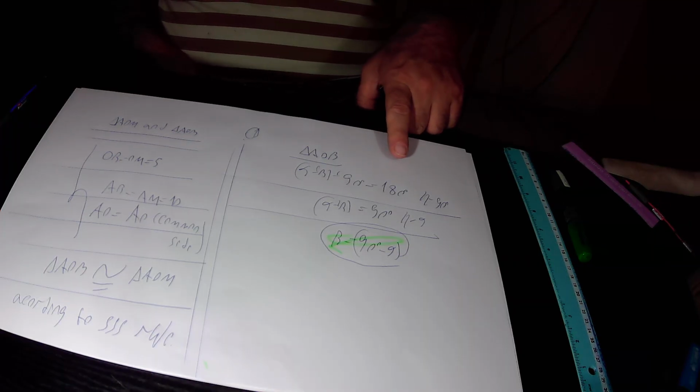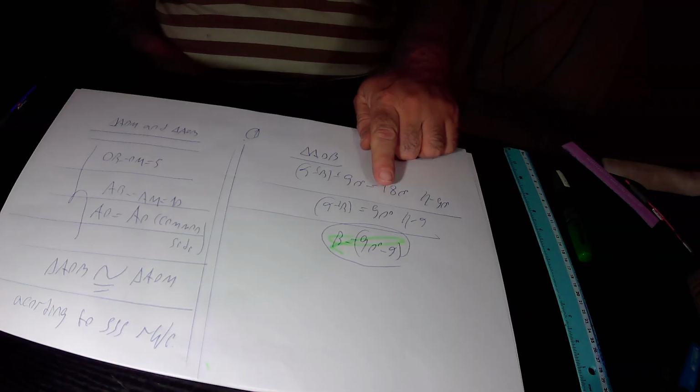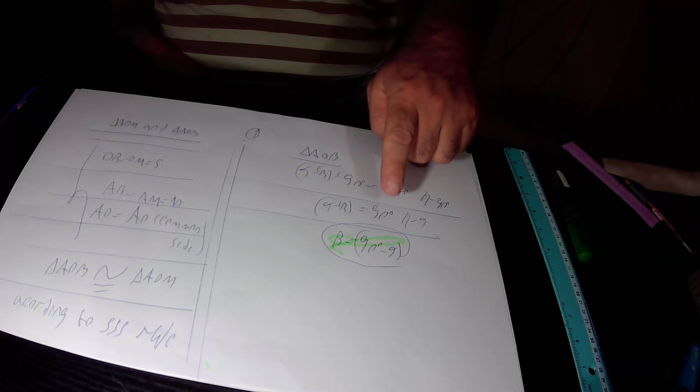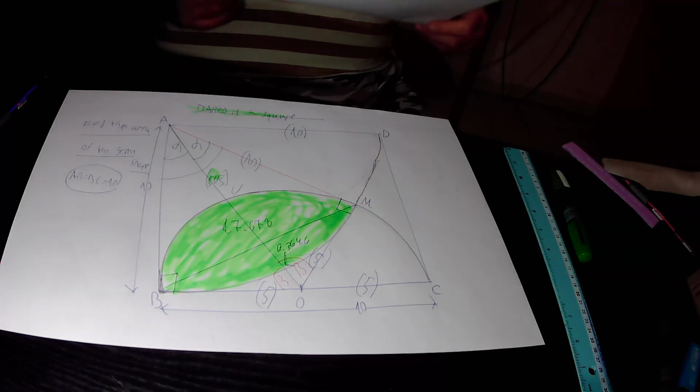Here we subtract 90 degrees from this equation, and we find that alpha plus beta equals 180 degrees minus 90 degrees, which is 90 degrees. Alpha plus beta equals 90 degrees. Here we subtract alpha from this equation, and we find that beta equals 90 degrees minus alpha. So this is angle beta, this equals 90 degrees minus alpha.